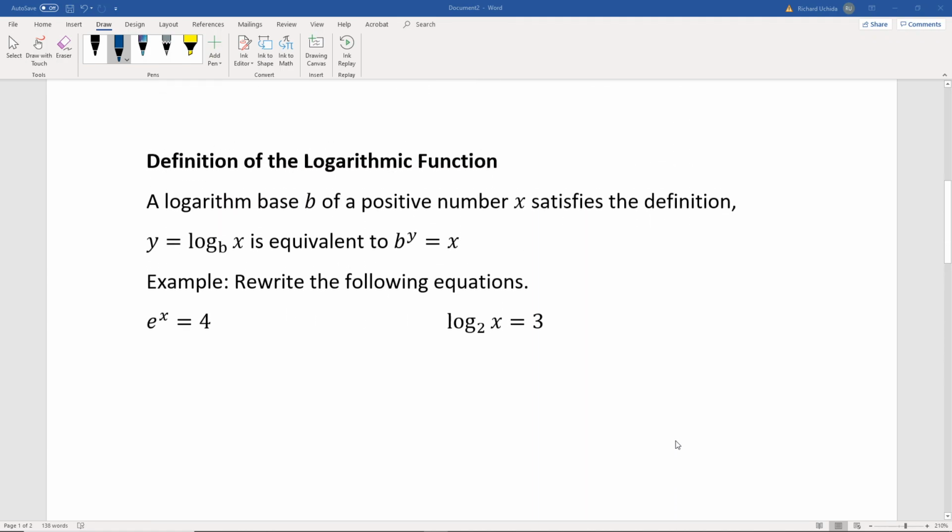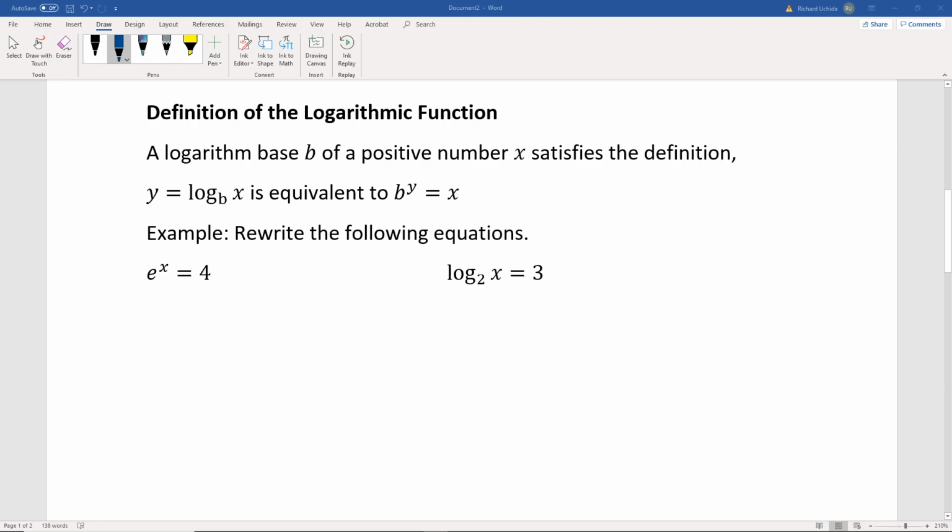So the first thing is the reminder, the definition of the logarithmic function. Now remember, a logarithm base b of a positive number x satisfies the definition that y equals log base b of x is equivalent to b to the y equals x. So the base of the logarithm b is the same as the base of the exponential, and what the logarithm is equal to, the y, is the exponent needed to raise b to get x. So x is what's inside the logarithm, and it's what the base raised to the exponent is equal to.